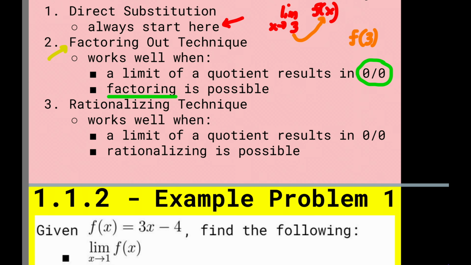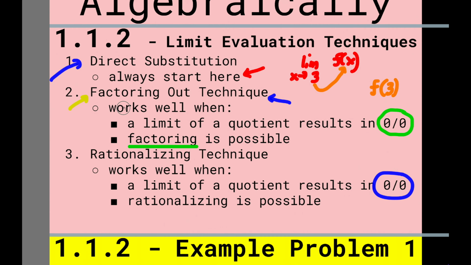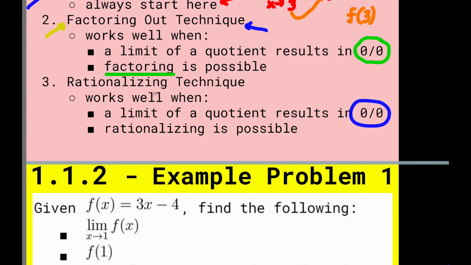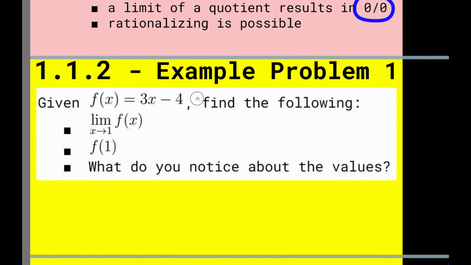The last technique is called rationalizing technique because it involves having some kind of square root in the problem, and if you rationalize it, you can end up solving it as well. It usually results in a 0 over 0. That's how you know that you can use the rationalizing technique. Again, I'm going to show you examples later on this. And then once we rationalize it, a lot of times you end up doing the factoring out technique, which ultimately leads to the direct substitution. So you're just basically working your way back up that ladder of techniques to figure out limits algebraically. So without further ado, let's actually do an example.